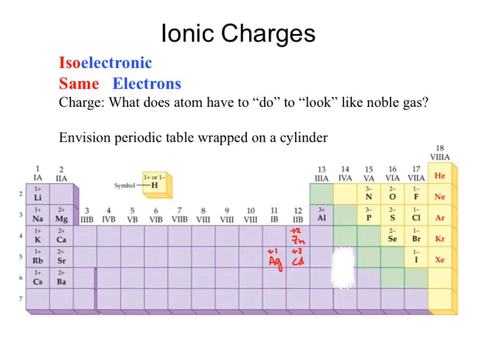Take your periodic table and envision it like a cylinder. Okay, and if we offset it just a little bit, all of our elements are trying to look like the noble gases. Why were the noble gases unreactive? Why are they stable? All of the outer energy levels of the electrons are full.